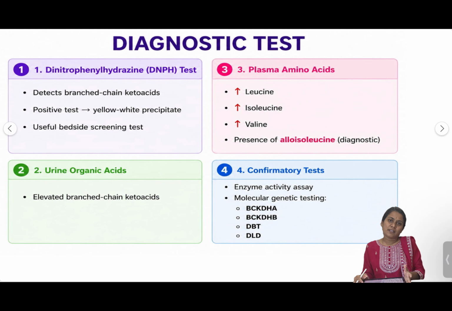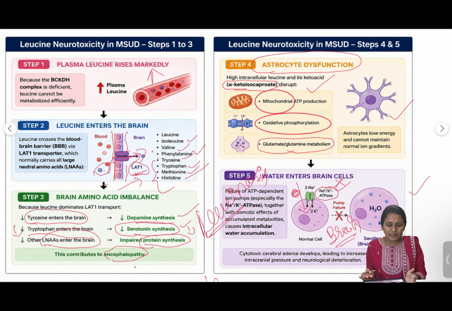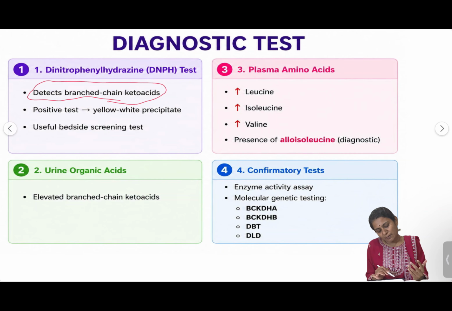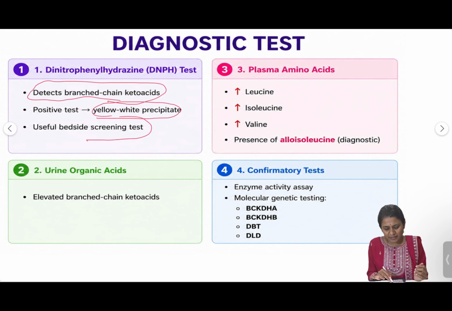Then what diagnostic test do you want to do? Because I told you there are excess keto acids in the blood, they also come into the urine. So you have to do a dinitrophenylhydrazine test, which tests for keto acids. If the test is positive, it produces a yellow-white precipitate. So it is a screening test for ketone bodies.